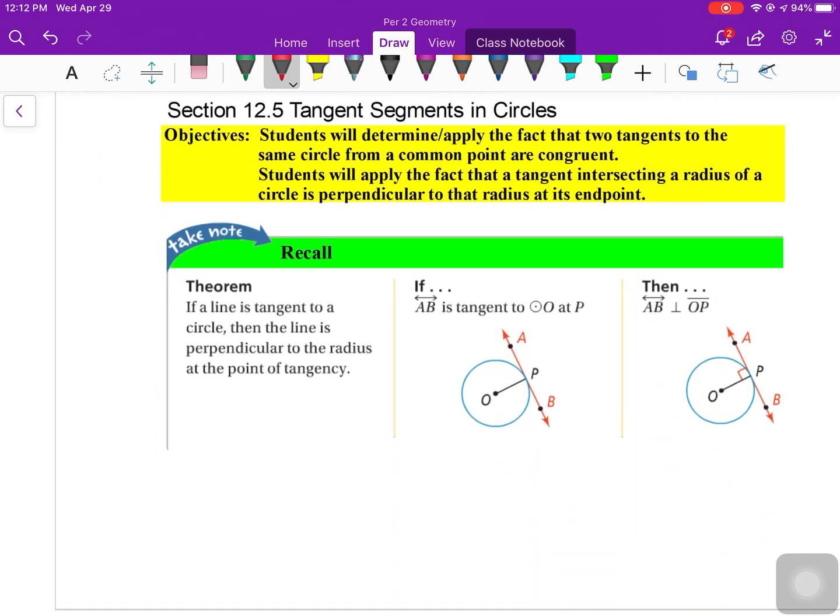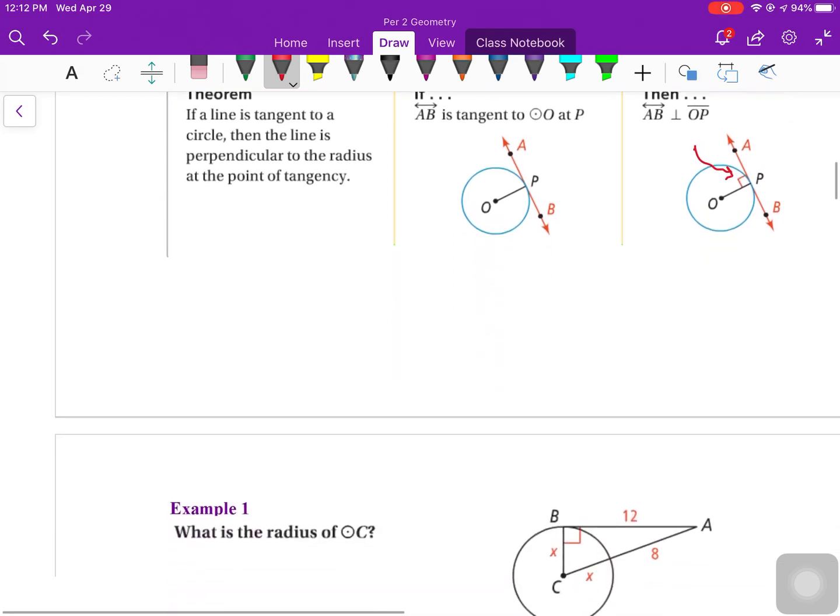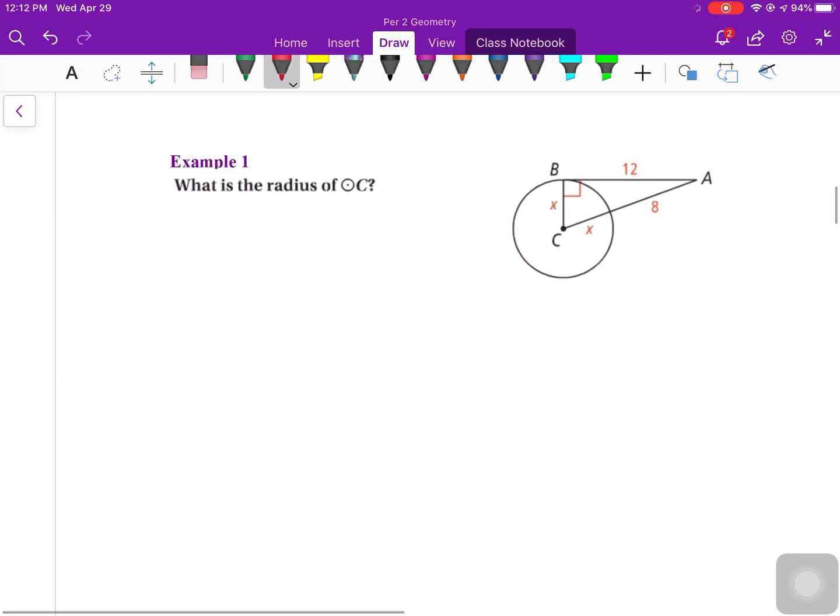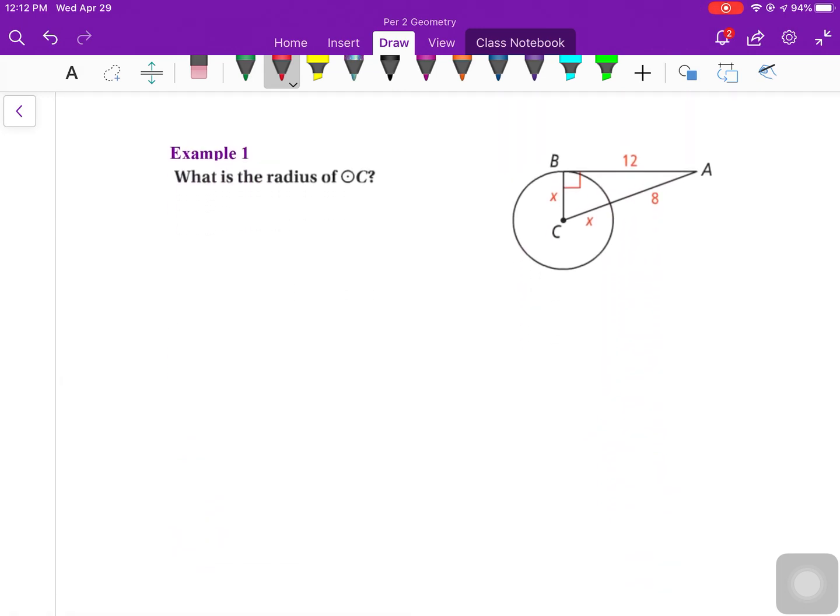Okay, let's take a look at a tangent segment. Now, recall that a tangent segment touches a circle at exactly one point. And a tangent is perpendicular to the radius at its outer end point. So if this is a tangent, this red line, AB, then that is perpendicular to that radius at P. Okay, let's take a look at an example here.